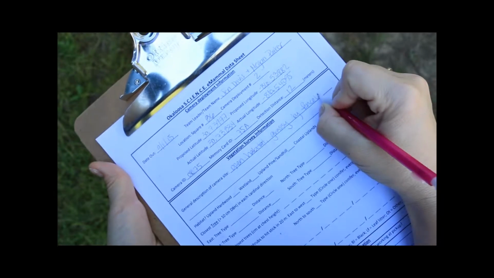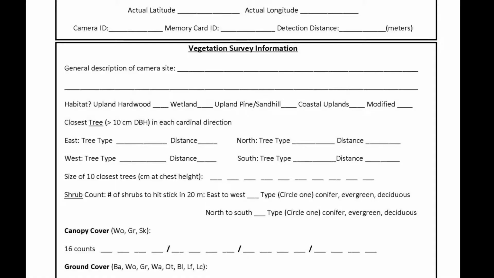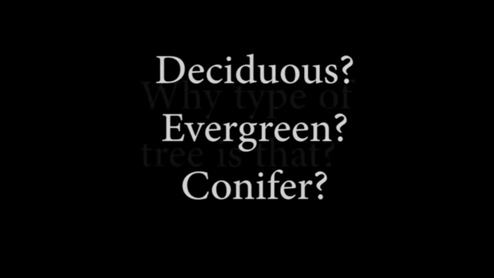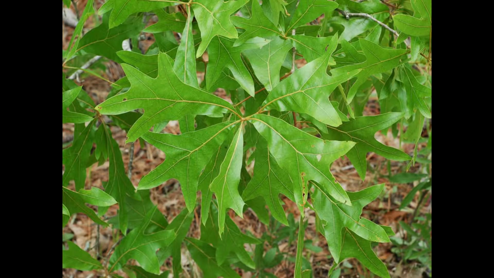Next, we'll be looking at the habitat type. On your deployment sheet, you were given a habitat type. We're going to be asking you to verify this for us. First, we need to figure out what type of tree. We'll look at deciduous, evergreen, and conifer.